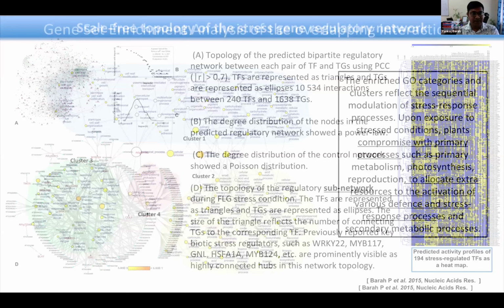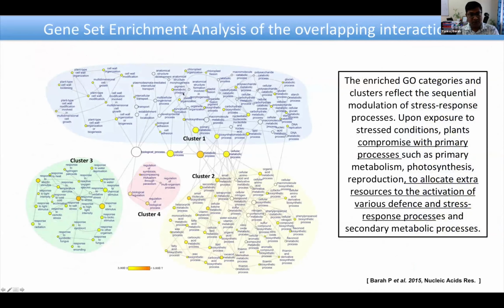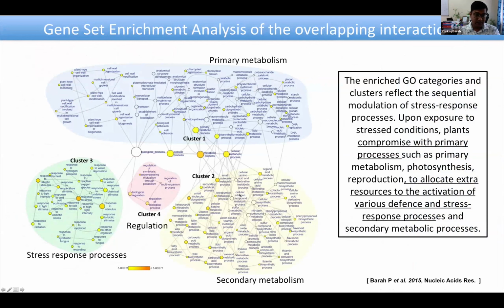Again, this is the gene set enrichment analysis of our regulatory network and differentially expressed genes, which highlighted some of those stress related processes that are quite well known. Primary metabolism was compromised, while secondary metabolism and the stress response processes were more positively regulated.